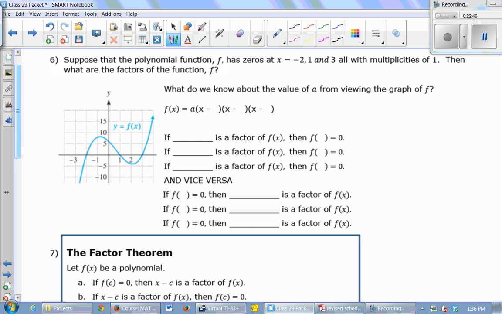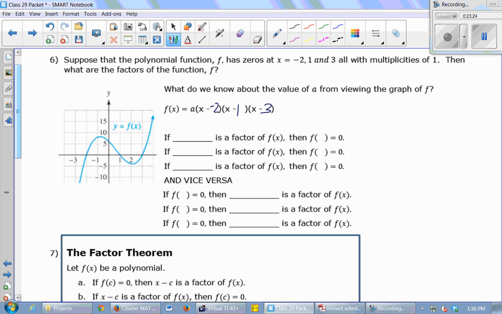Okay, so now we're going to talk about what this has to do with factoring, right? Because many of you recognize that this division has to do with factoring. Okay, so suppose that a polynomial function has zeros at -2, 1, and 3, like in this picture. Then what are the factors of this function? If you know it has zeros at -2, 1, and 3, what do its factors have to be? Yeah, x plus 2, x minus -2, x minus 1, and x minus 3.